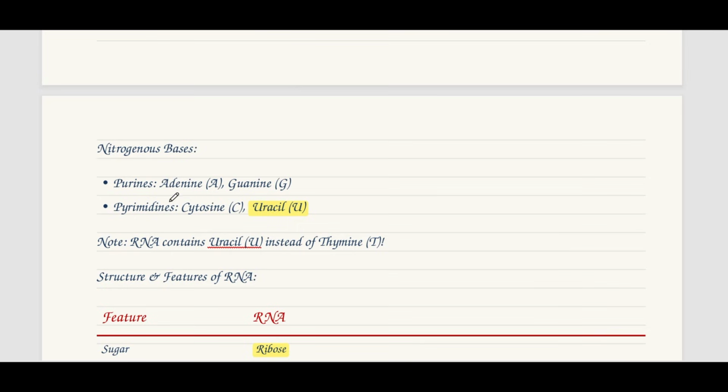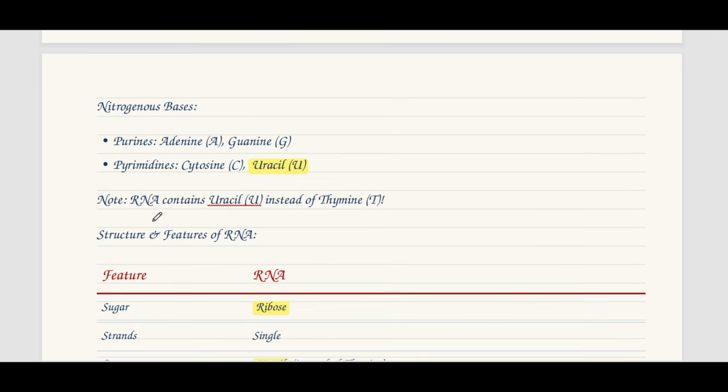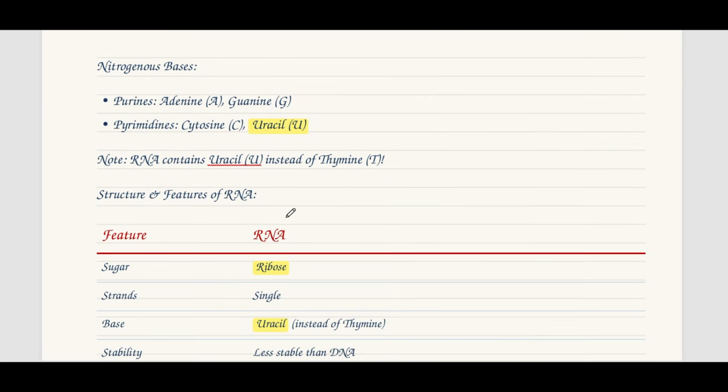Here, purines are adenine and guanine. Pyrimidines are cytosine and uracil. RNA contains uracil instead of thymine. Thymine is present in the DNA. This difference you have to know.